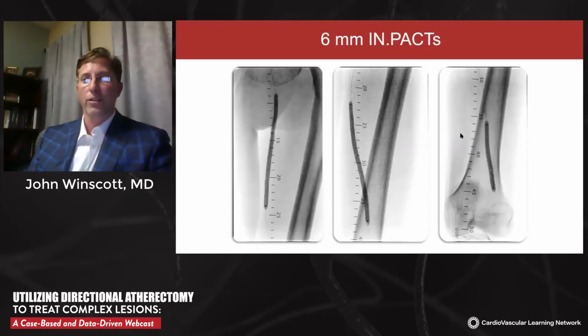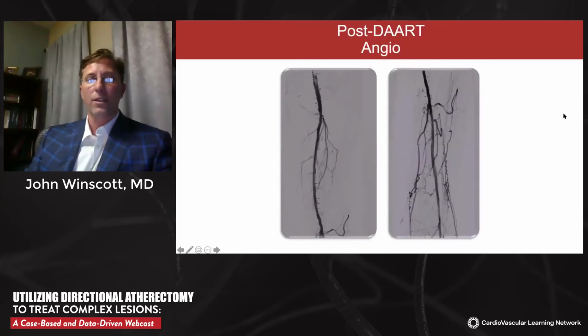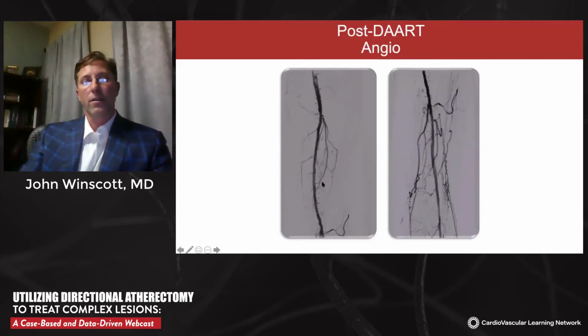Of course, nowadays we'd use the longer balloons. They weren't available to us at this time. But 3 6-millimeter IMPACT balloons, and you can see they're well expanded following good directional atherectomy. And you can see again we have excellent lumen gain of this occluded segment of the FemPop segment, especially the occluded proximal popliteal.